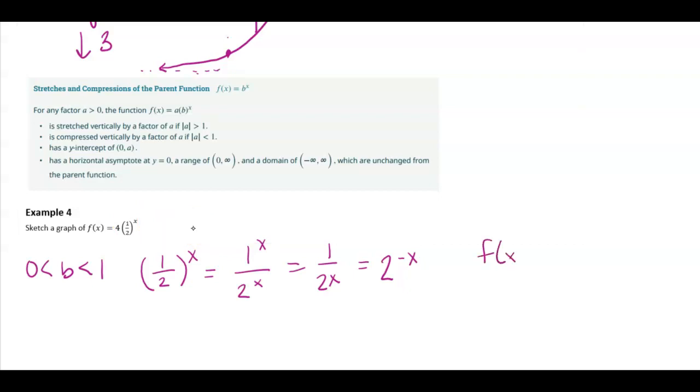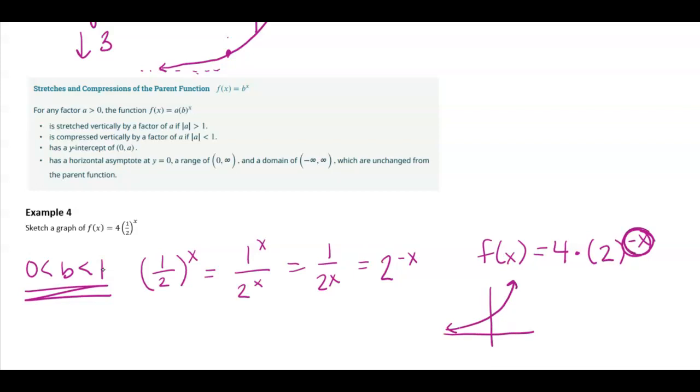Therefore, f of x in this case is 4 times 2 to the negative x. So that's another reason why I'm going to be able to think about a base between 0 and 1 as exponential decay, because this says to flip the graph y equals 2 to the x over the y-axis. This piece here then says stretch it by a factor of 4. So that would be our graph of our function right here.